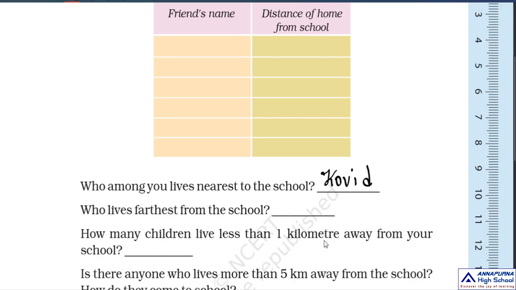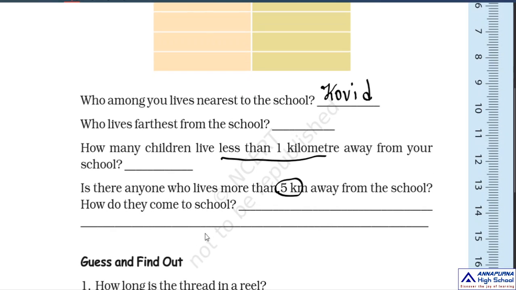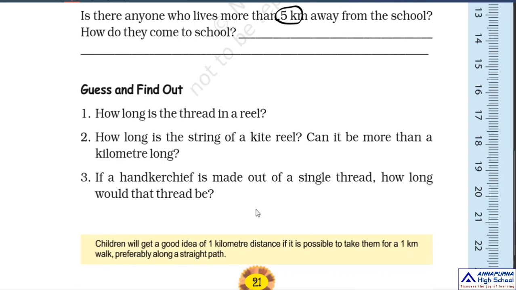How many children live less than 1 kilometer away from your school? So who lives less than 1 kilometer from our school, ma? Okay, gather that information and complete here. Is there anyone who lives more than 5 kilometers away from the school? How do they come to school? So obviously Rakesh is there, Bhargav, Vaishnavi, how do they come to school? Rakesh comes to school by auto and Bhargav by bus. Okay, you can ask them and write here, ma. Okay children, so this is our activity, ma. You have to complete that activity.